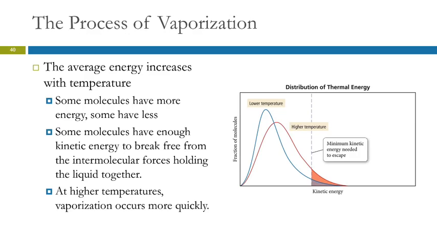If we look at this dashed line here as the minimum kinetic energy needed to escape the liquid, we see the area under each of these curves would be the fraction of molecules that have enough energy to escape. So this is how fast you need to be running to get through the red rover line, and this would be the number of people who can run that fast to get through. At a higher temperature, more of the molecules are able to get through. So at high temperatures, vaporization occurs more quickly.